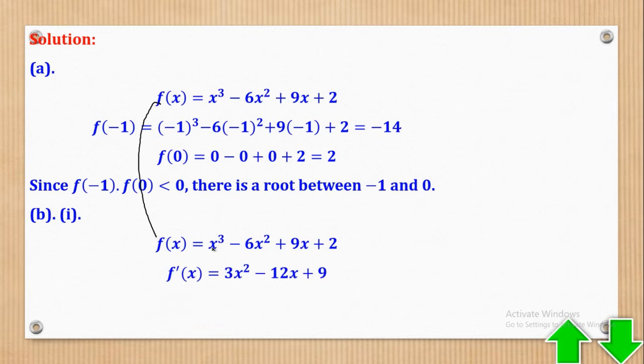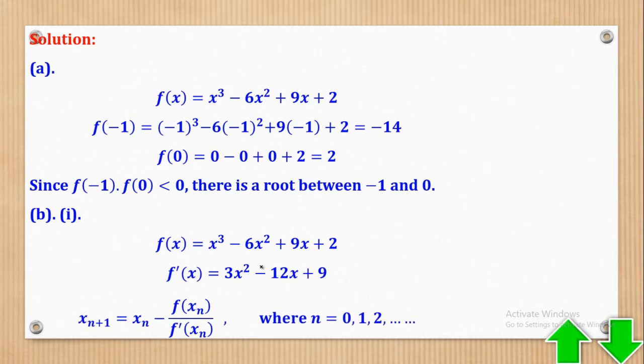So when I differentiate x cubed, I'll come up with 3x squared. When I differentiate this, I'll come up with 12x. Differentiate this, I'll come up with 9. Differentiate this, I'll come up with 0. So next is to quote the Newton-Raphson formula. So here we have to quote, and I think you realize that when I was getting the derivative, I didn't put this n here.